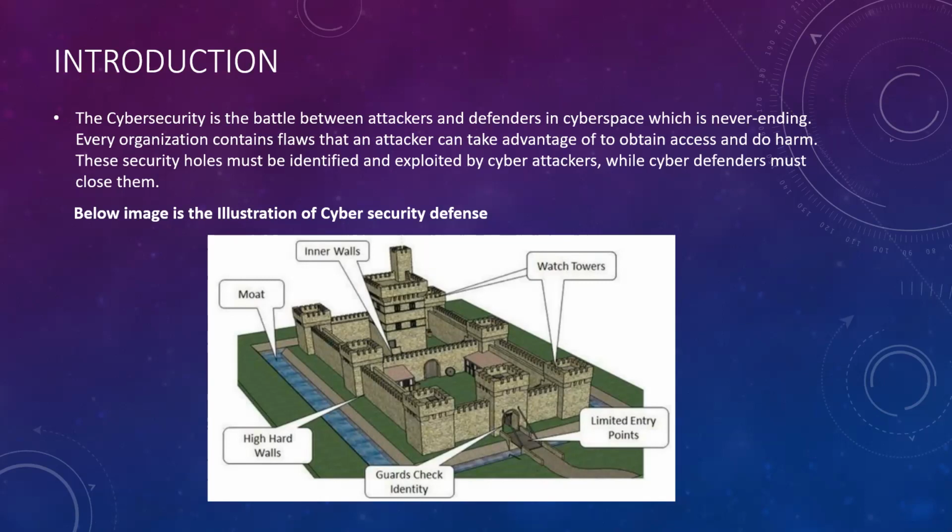The image below is an illustration of cybersecurity defense. It shows a building or a palace covered by different security layers like inner walls, watchtower, limited entry points, identity checks, high hard walls, and a moat. So it basically shows the security system and defense system around the building.